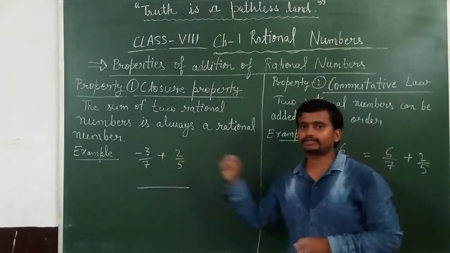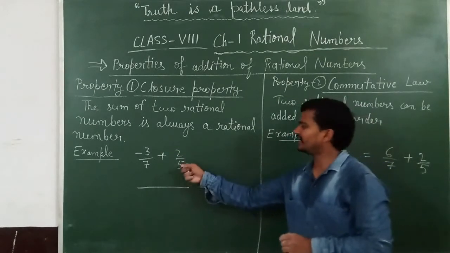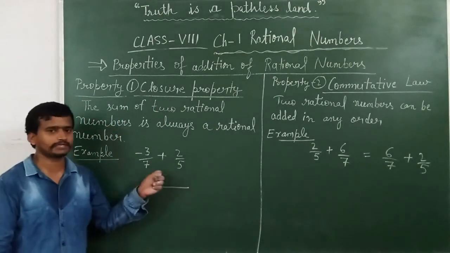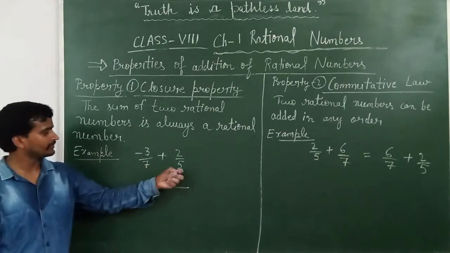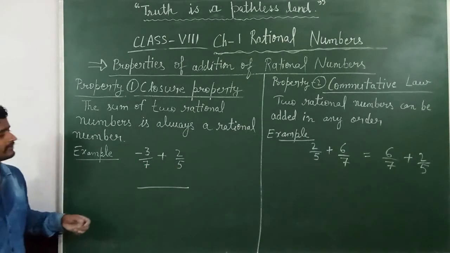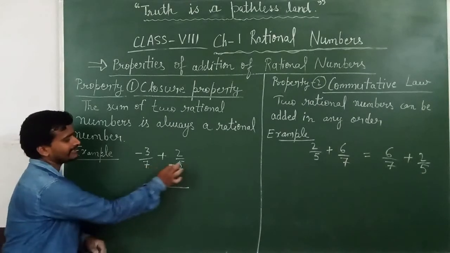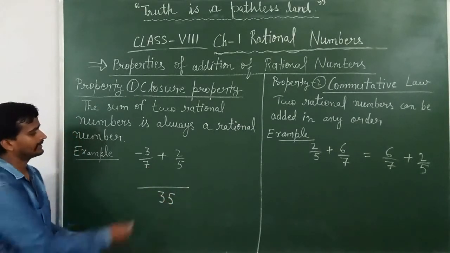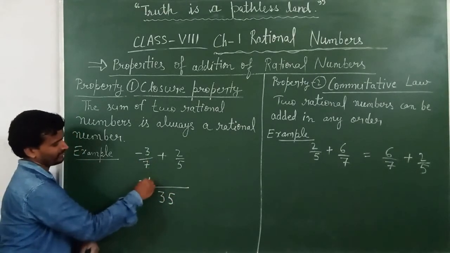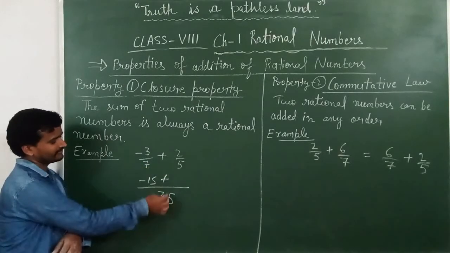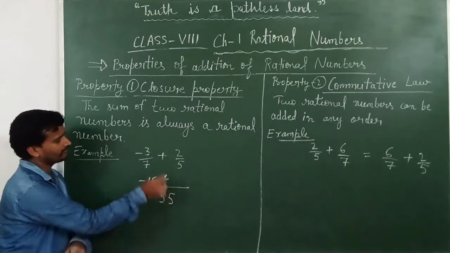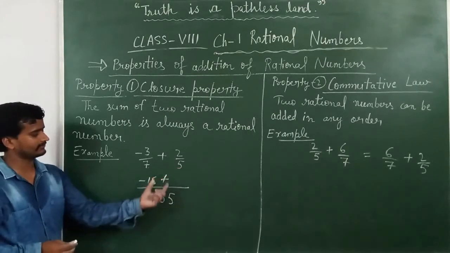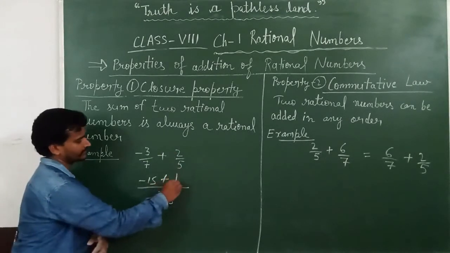Example is minus 3 upon 7 plus 2 upon 5. Here denominators are positive but denominators are different. So LCM of 7 and 5, and we know the LCM of two co-primes is equal to their multiplication. So 7 5s are 35. LCM of 7 and 5 is 35. Now we can write 35 divided by 7 is 5, multiplied by 3, minus 15. Similarly 35 divided by 5 is 7, multiplied by 2, 14.